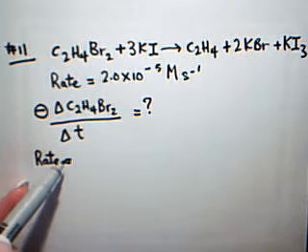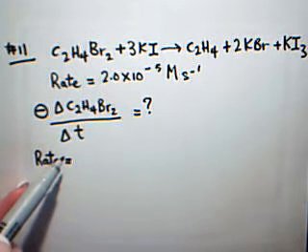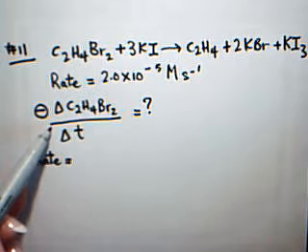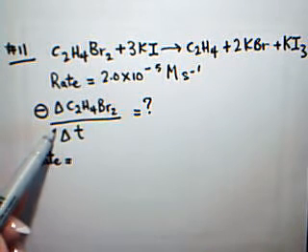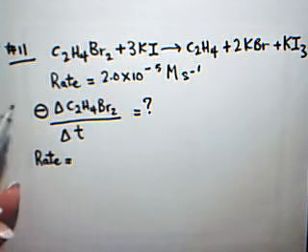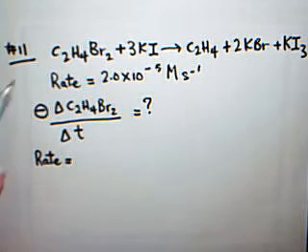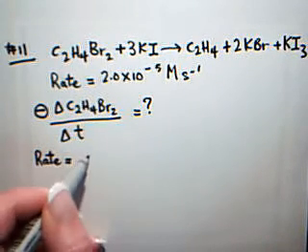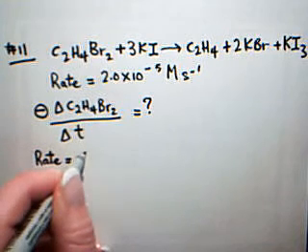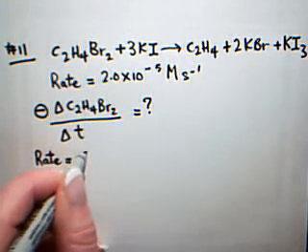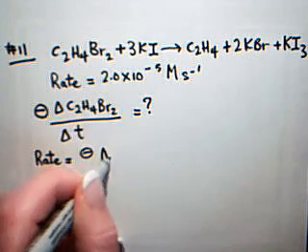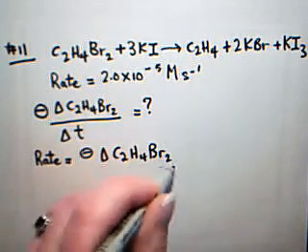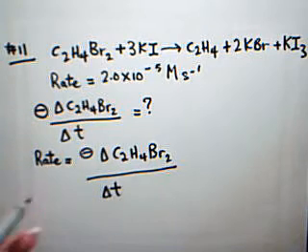Well, we can see right away that the rate of disappearance, as they're calling it in number 11, of species C2H4Br2 is actually equal to the rate of the reaction because the coefficient here is 1. And so the rate is equal to minus delta C2H4Br2 over delta T.